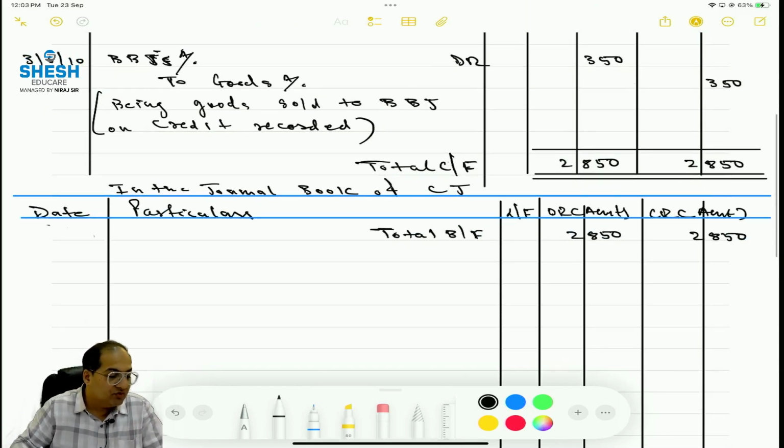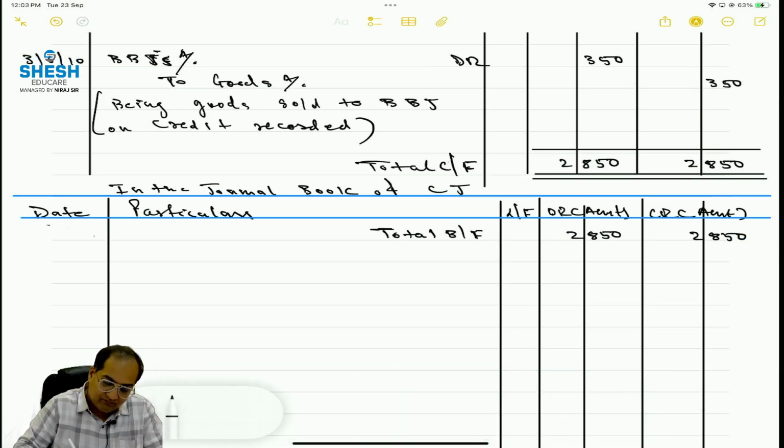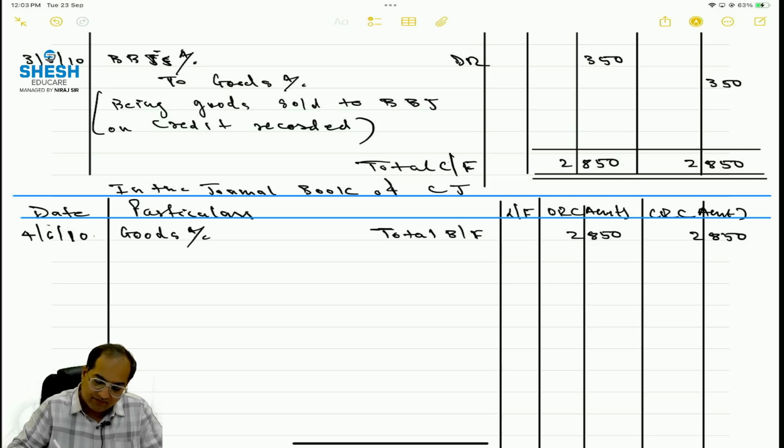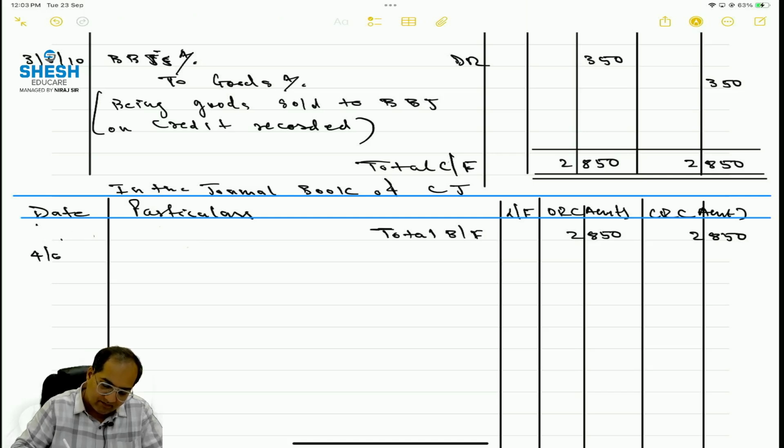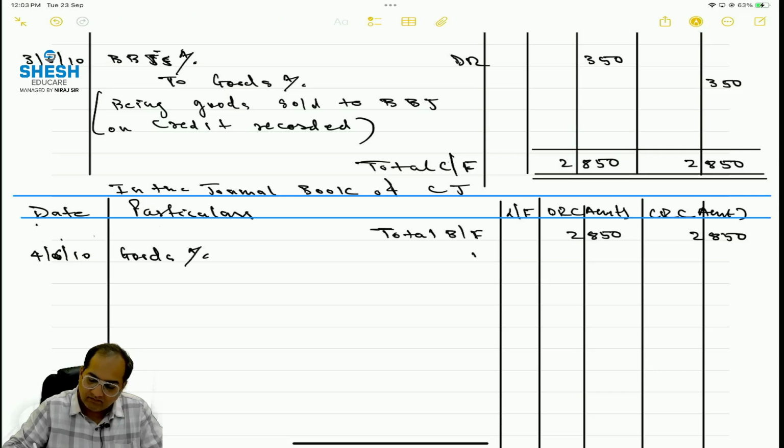So on 4th of June, bought goods for cash. So the two accounts affected are goods account, real account, and cash account, real account. So goods account debit. How much? 300.